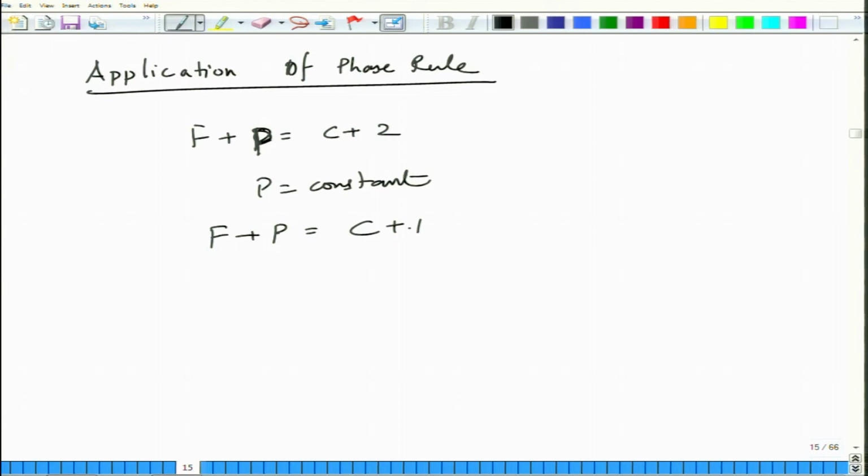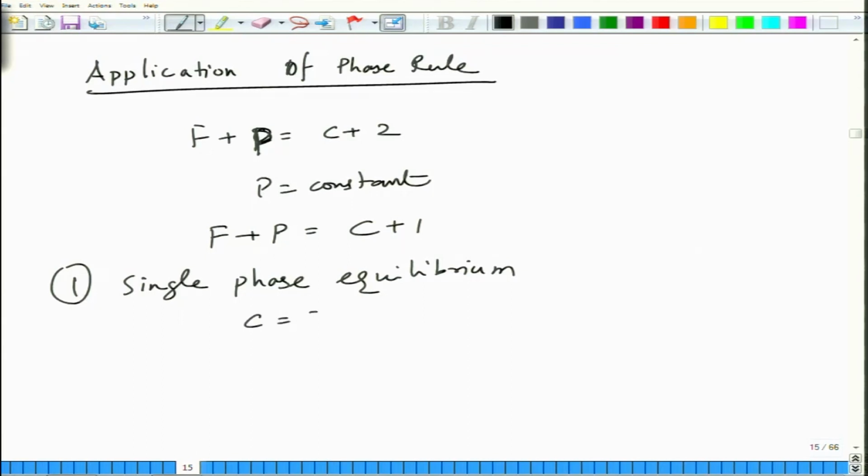So you can have various situations in the ternary phase diagram. So for example, you can have situations where you have a single phase equilibrium. That is very rare, but you can see in ternary isomorphous systems it may occur. So if you have a situation like this, then C is equal to 3 and P is equal to 1. As a result, F is equal to 3. So you have 3 degrees of freedom here basically.